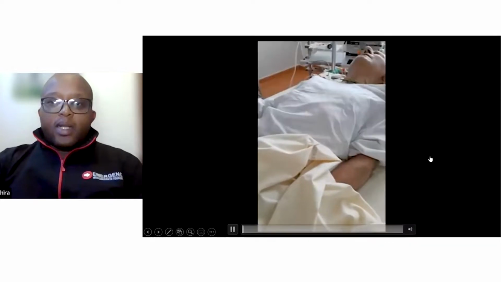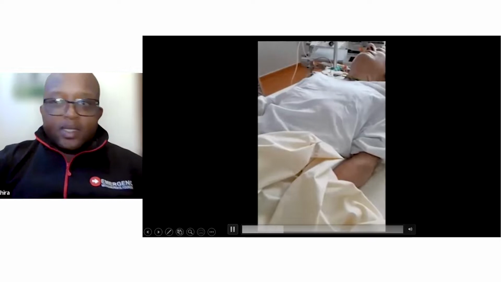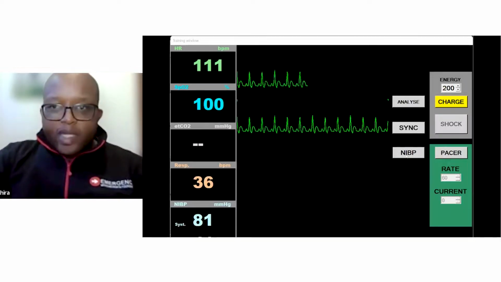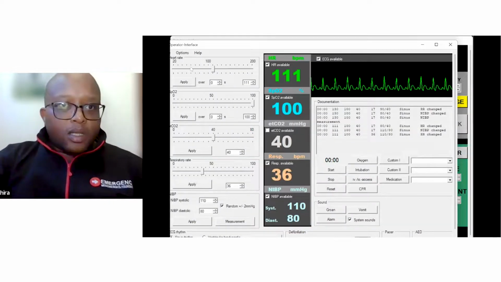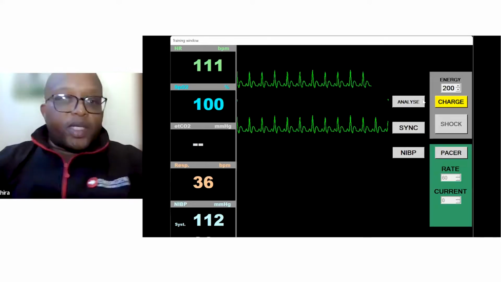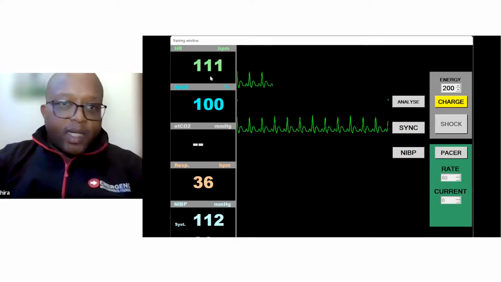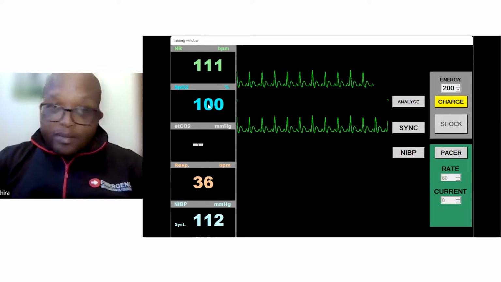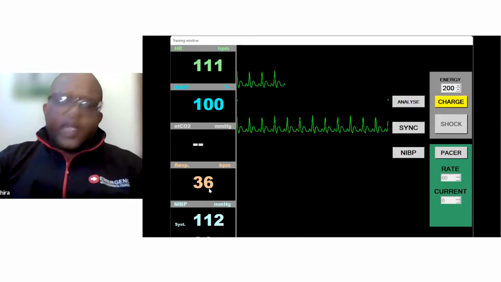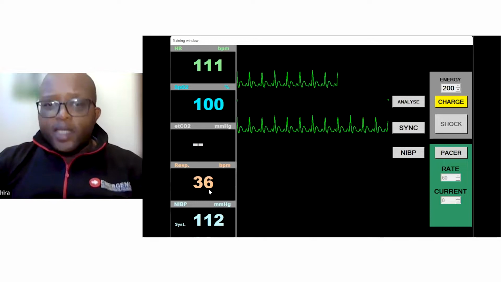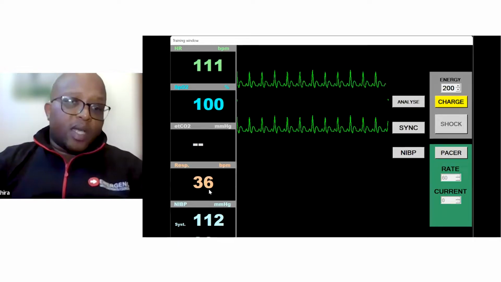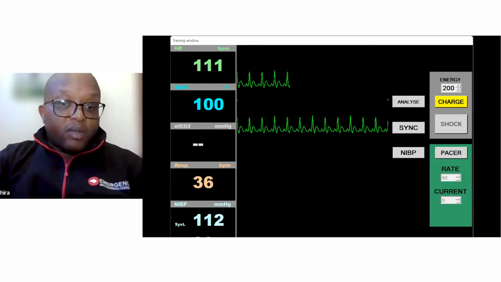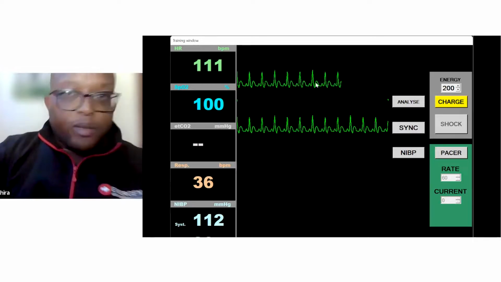Okay, good. Let's check up her vital signs. There are her vital signs. Let's check her blood pressure. So our patient of note, she's running a tachy at 111. She's saturating well at 100. She's quite tachypnic. She's running a rate of 36 breaths per minute. That's quite fast. BP is not that bad, 112 something. I can see it at the bottom here.